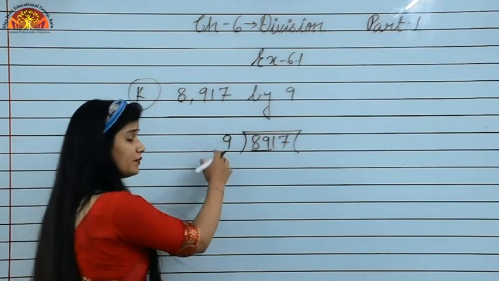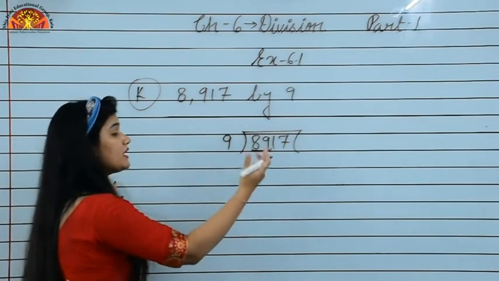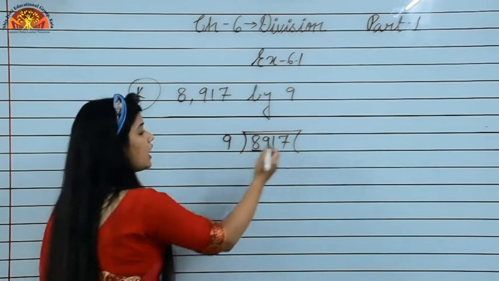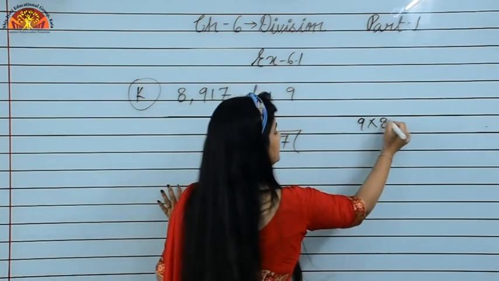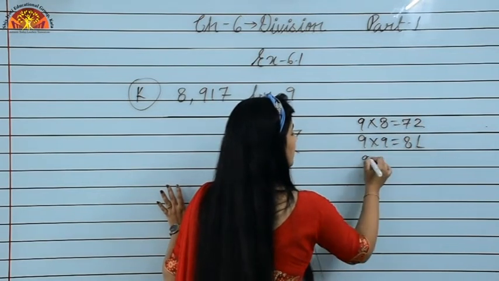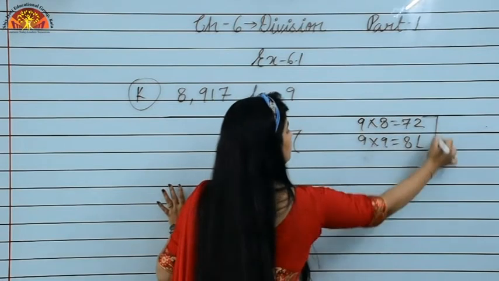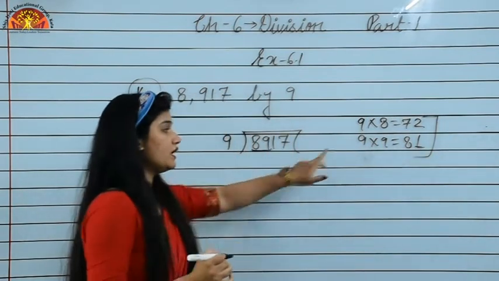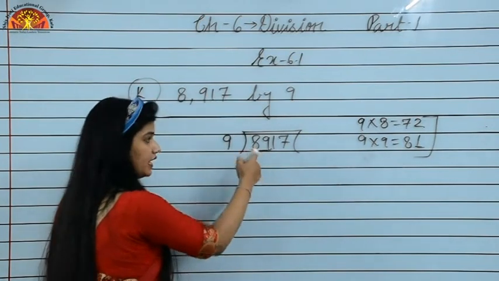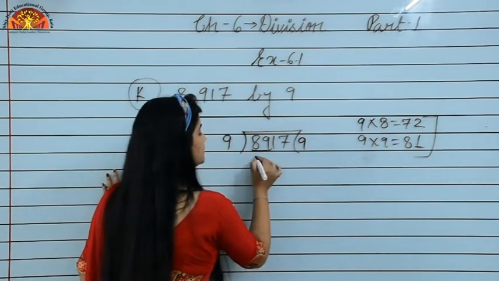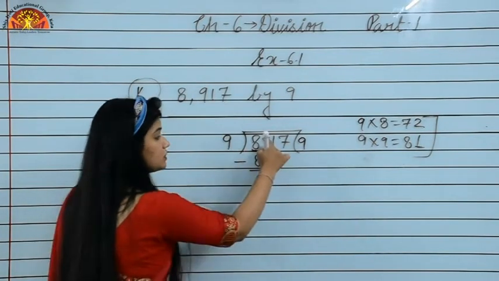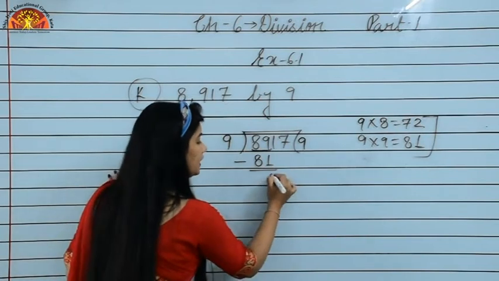Now हमें 9 का टेबल बोलना है कि हमें क्या मिल जाए, या तो 89 मिल जाए या उससे कोई छोटा नंबर मिल जाए. So 9 8s are 72 and 9 9s are 81. So look here students, 9 9s are 81 and this is smaller than 89. So we'll write 9 times 81 here. Now we have to subtract them. So 9 minus 1 will be 8.